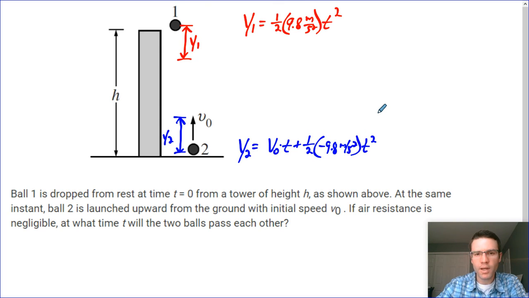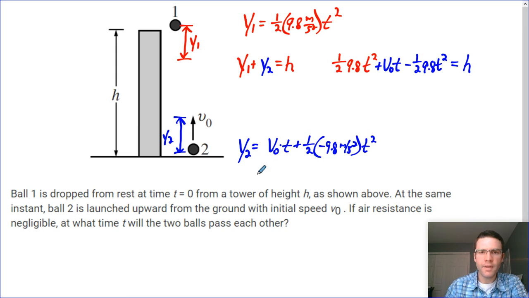Well, we know that y1 and y2 have to add up to our distance h here. And if they add up to h, then the balls have met each other. y1 plus y2 adds up to our h. So I'm going to put my equation in here for y1. There it is. And my equation for y2, there it is. So y1 plus y2 equals h. And you'll notice here something cancels out. This simplifies greatly. The 1/2 9.8 t squared and the negative 1/2 9.8 t squared, those both cancel each other.